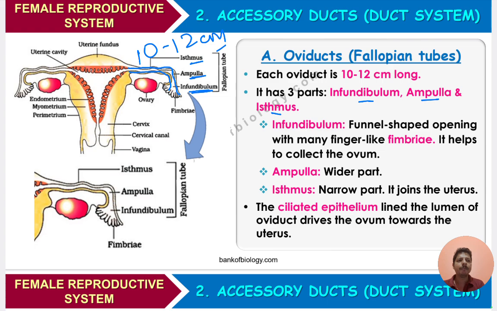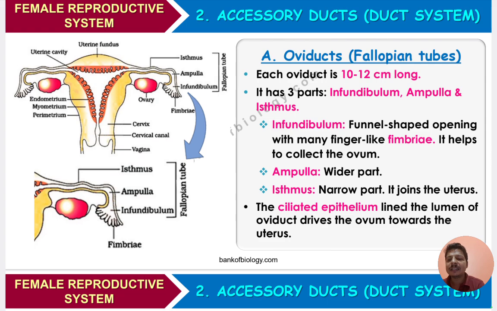Coming to infundibulum, what it says? It is a funnel shaped opening with many finger-like fimbriae. Infundibulum opens with fimbriae, finger-like projections as you can see here. It helps to collect the ovum. Second is ampulla, the wider part, and third is isthmus. It is the narrow part. It joins the uterus. The ciliated epithelium lines the lumen of oviduct and drives the ovum towards the uterus.